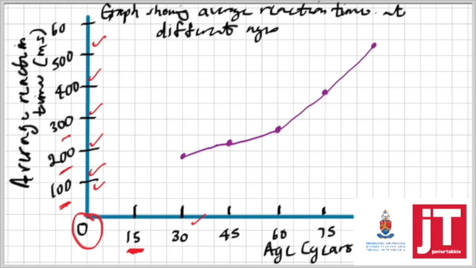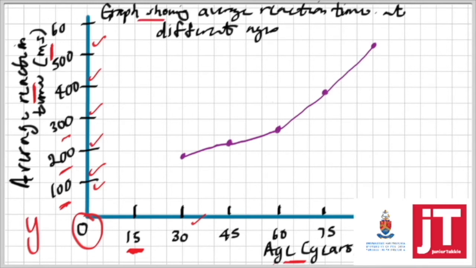Always make sure you have a heading. The heading here is average reaction time. There's a difference between reaction time and average. So here, the heading is average reaction time, and you must have a unit, which is milliseconds. On the x-axis, the unit is years and the heading is age. You must always have a heading and a unit.